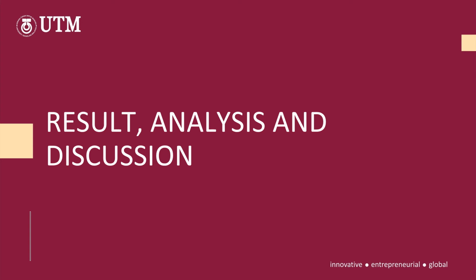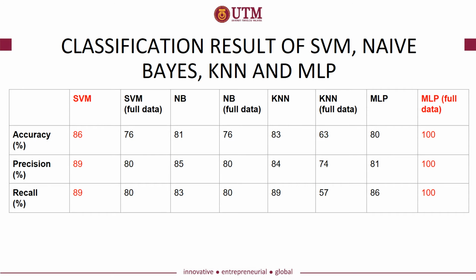In this section, there are three different results that will be discussed, which are the classification result among 4 different classifiers, performance of SVM with different kernel, and lastly is performance of SVM with Lasso and Relief F. In this slide, it shows the classification result of SVM, Naive Bayes, KNN, and MLP for both 250 and full data. The result is compared with full data in order to get a different perspective for the classification result. Based on the table, it can be seen that SVM obtained the highest result in accuracy, which is 86%, compared with MLP, Naive Bayes, and KNN, which obtained 80%, 81%, and 83% respectively.